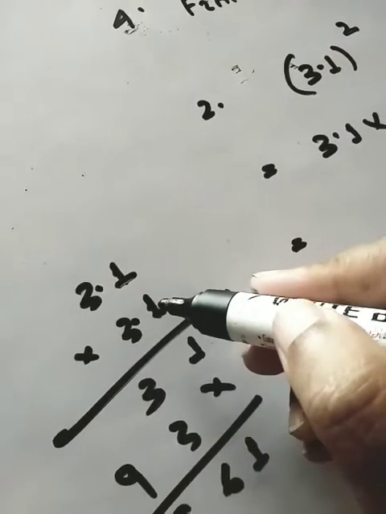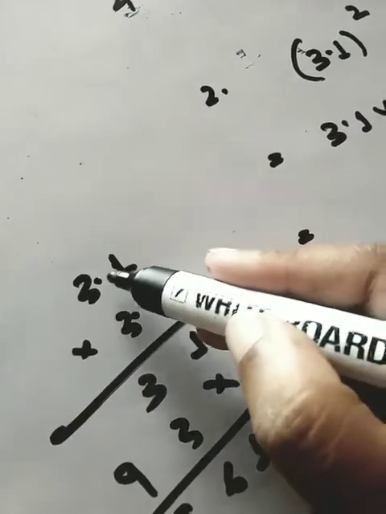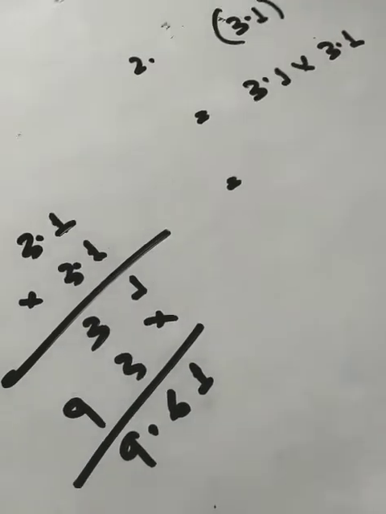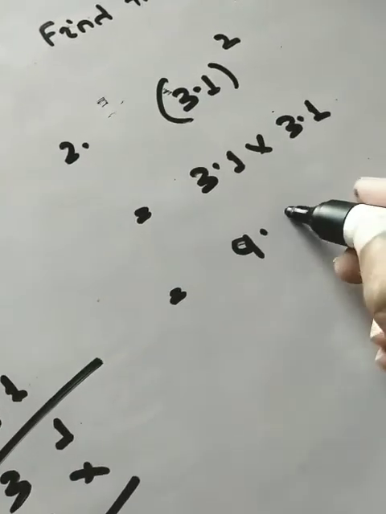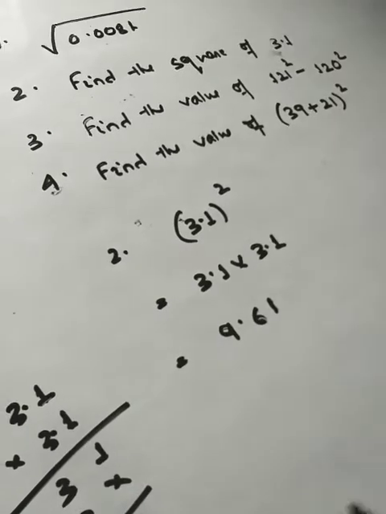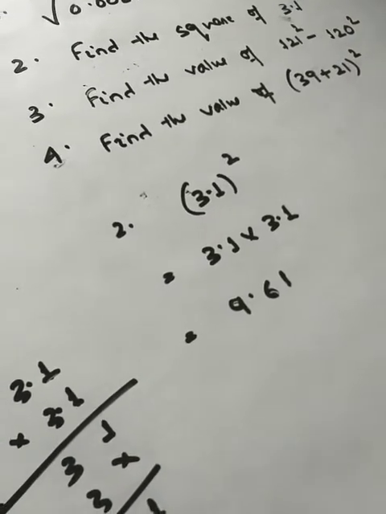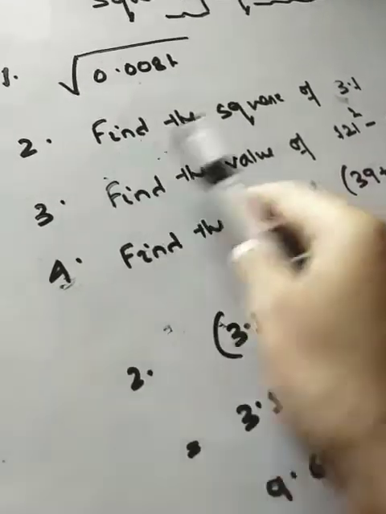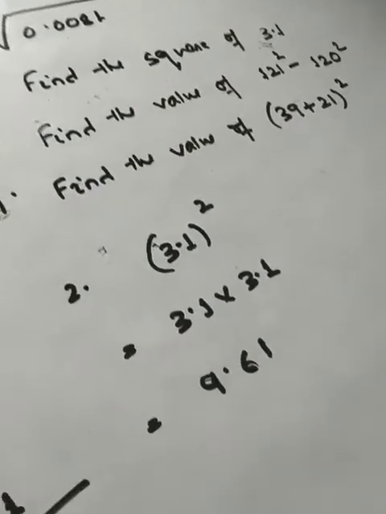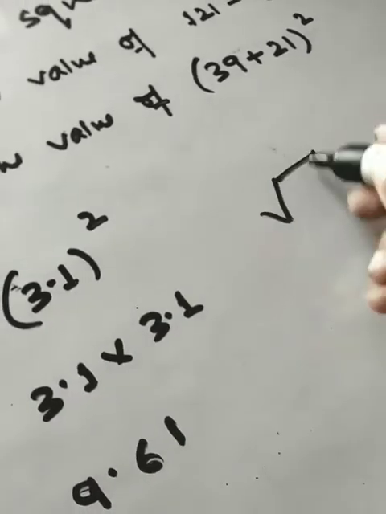How many digits are there after the point? 1 and 1, so 2. So the answer is 9.61. So it was so easy. But I have chosen this because when we say find the square of 3.1, most of the students do it in a different way.